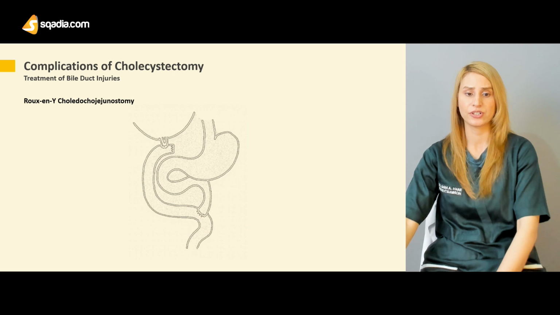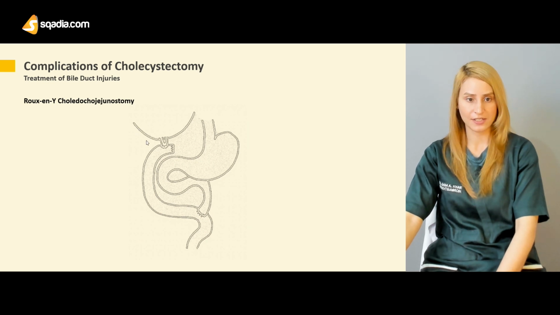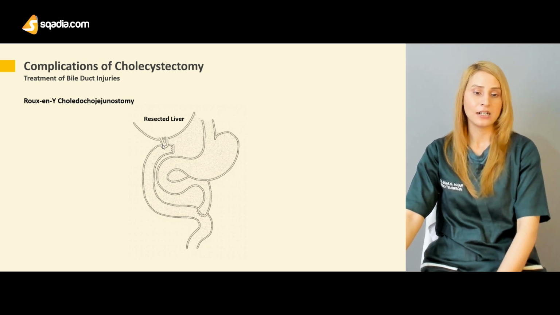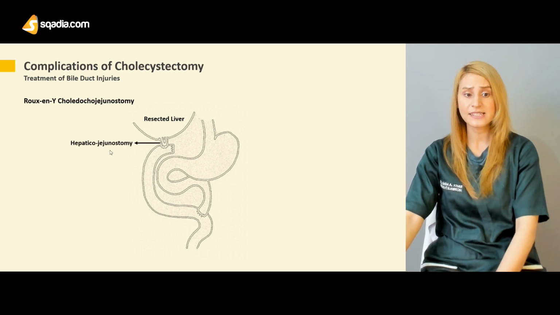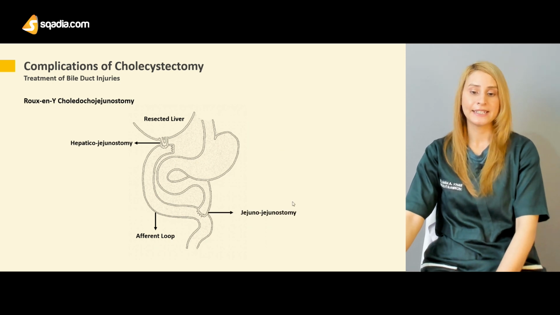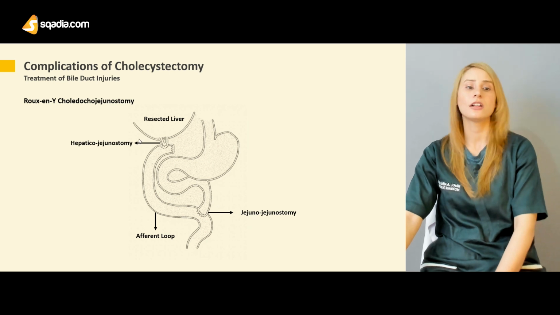So this is a picture of the procedure, in which this was the part of the resected liver. And what you do is you create the anastomosis between this part of the liver and the duodenum. So this is a duodenostomy, okay? This is hepaticoduodenostomy. And this was the afferent loop, and this was the fourth part of the duodenum, and then the duodenum as well. So you do a duodenostomy.